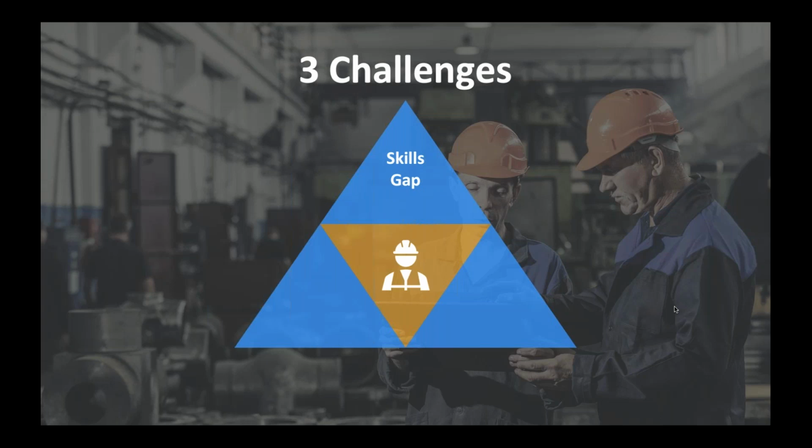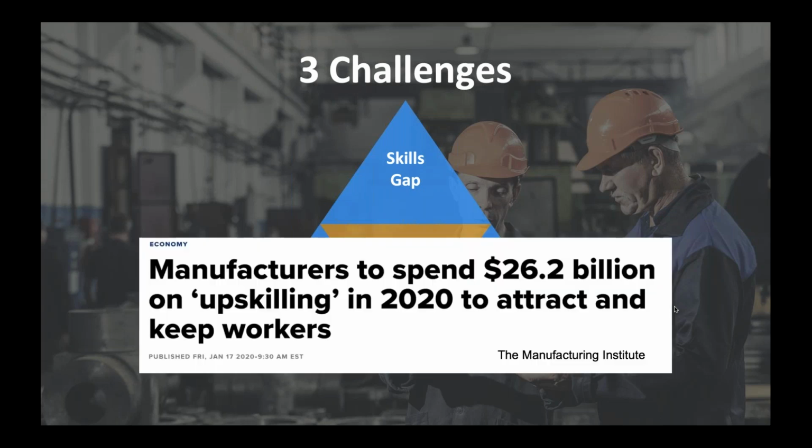The first is the growing skills gap in the industrial workforce, which was getting exacerbated by a tight labor market. Obviously, that labor market has changed recently, but now even more importantly, the rapidly changing nature of work is creating issues there, where manufacturing companies are looking to pivot and produce different materials and needing to upskill their workforce to support that. And actually earlier this year there was a statistic from the Manufacturing Institute that manufacturers are set to spend $26.2 billion on upskilling their workforce in 2020 to both attract and keep their workers.